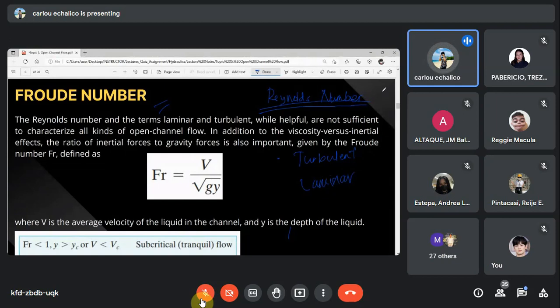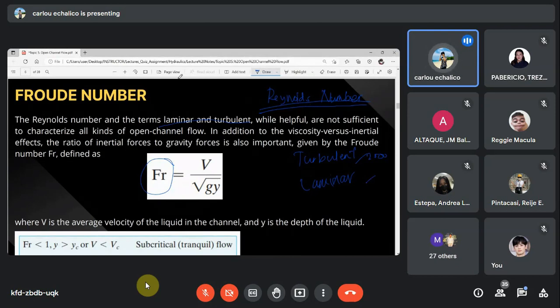So, when we say the flow is turbulent, this Reynolds number is greater than, usually 2,000 in the book. Greater than 2,000. If less than, that is laminar flow. So, we use that to classify whether it is turbulent or laminar flow. Before this, it was used to solve for a pipeline. So, what is the Froude number? Usually, you use it in open channel. Similar to the Reynolds number, with laminar and turbulent, while helpful, they are not sufficient to characterize all kinds of open channel flow.